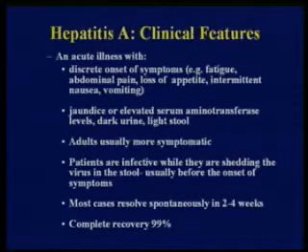So the acute illness is associated with a discrete onset of symptoms. Example, fatigue, and I don't mean medical student tired, even more tired than you can ever be if you can imagine that, right? Abdominal pain, loss of appetite, intermittent nausea and vomiting. There's also jaundice or elevated serum aminotransferase levels, dark urine, light stool. Adults usually more symptomatic. Kids can have it and walk around and bounce off the walls and be perfectly fine. Adults get it and boom, all right?